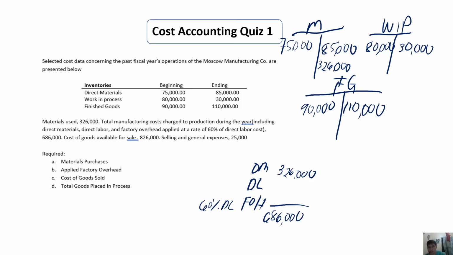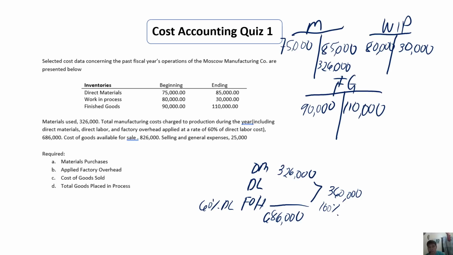Ibig sabihin, 60% daw ng DL ay factory overhead. Dahil nakuha na po natin yung direct materials, ang nawawala na lang is yung direct labor tsaka factory overhead. So we can use the 60% as a basis in order to distribute the remaining amount to the direct labor and the factory overhead. Paano natin yung i-distribute? Dahil yung 60% ng direct labor ay mapupunta sa factory overhead, simply, yung difference ng 686 tsaka 326, that represents 160%. Tama ba? So 686 minus 326, magiging result po niyan ay 360,000 pesos.